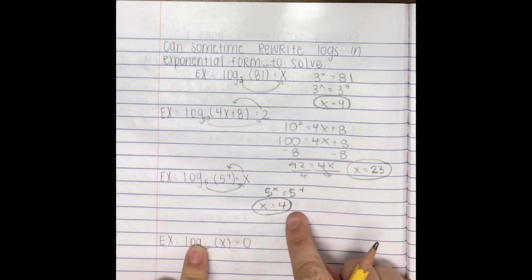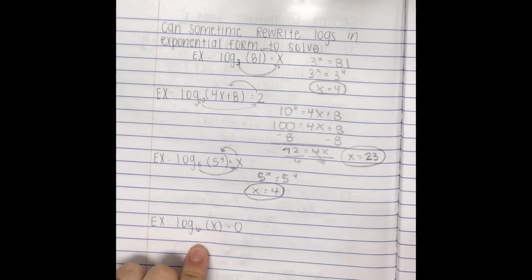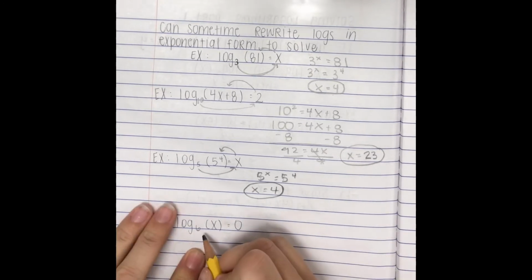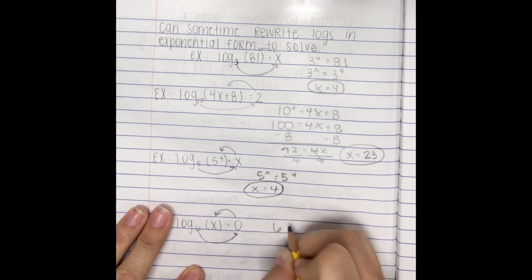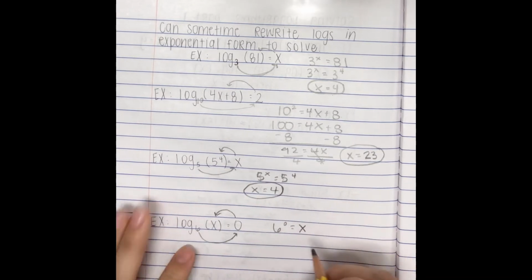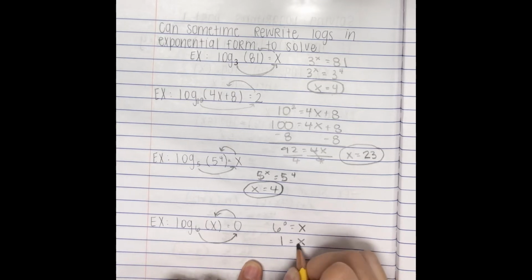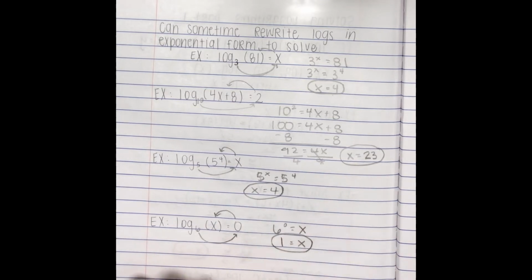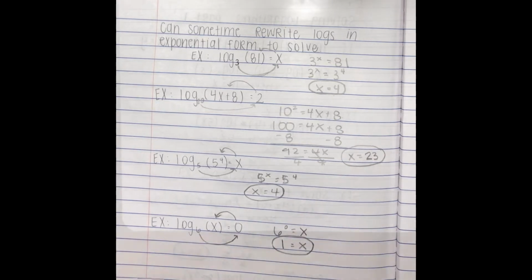This is what we learned a couple days ago, right? Okay, let's do another one. 6 raised to the power of 0 equals x. Well, anything raised to the power of 0 is 1. So that would mean 1 equals x. Any number raised to the power of 0 is always 1.